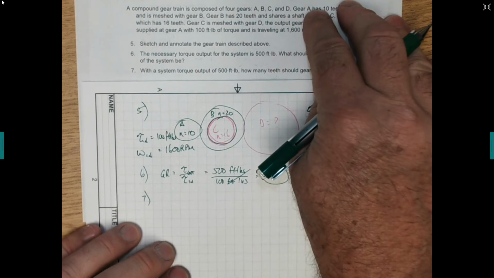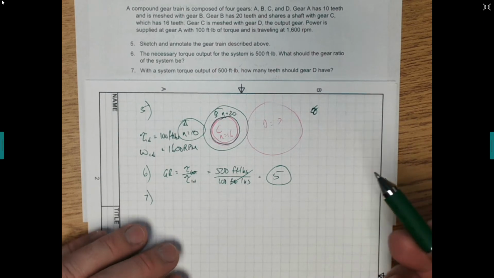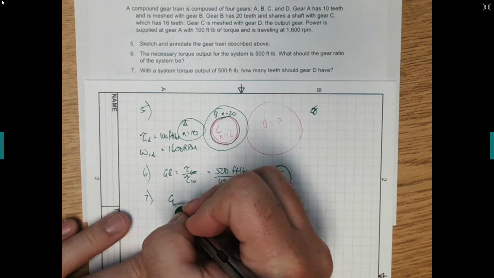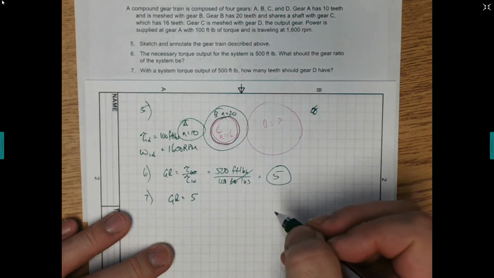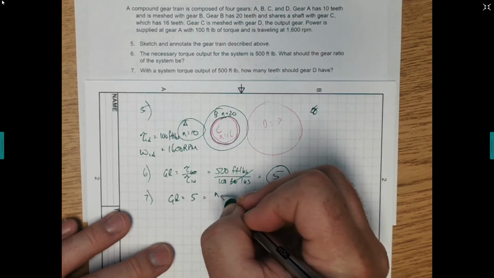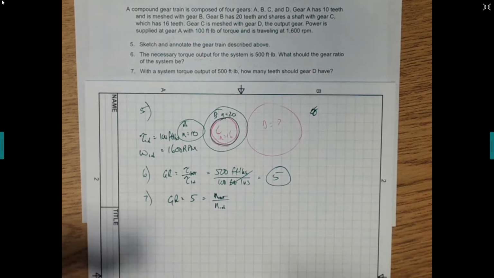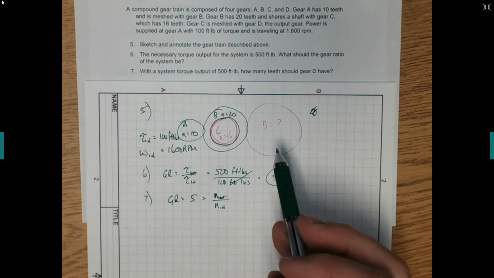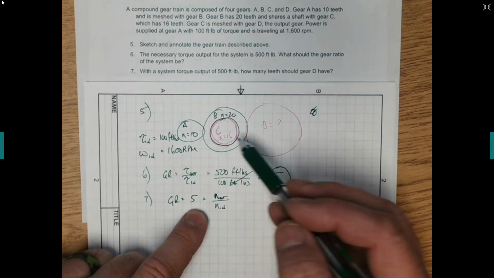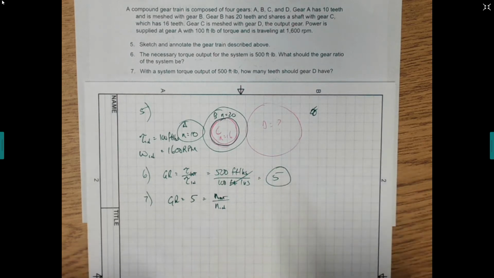7, it says with a system torque output of 500 foot-pounds, how many teeth should gear D have? Okay, so when we're looking at teeth, we have to look at the overall setup. We know my gear ratio was equal to 5, and we know my gear ratio is also equal to number of teeth at the output over number of teeth at the input. But because it's not a single gear train, but it's a compound gear train, we can't just do this straight through, right? We couldn't put that there's 10 teeth in and try to figure this out and say there's 50 or something coming out of there.